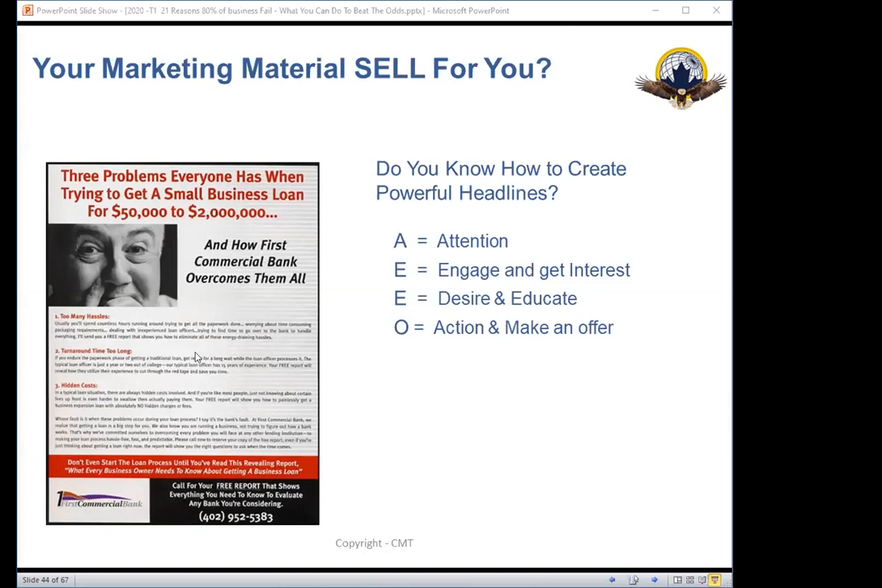Now, there's a whole bunch of processes. There's a sales process, a follow-up process, and a whole bunch of processes that I haven't shared with you in regards to that. This is the first step in the lead generation. So it's getting attention, engaging, educating, and making an offer or desire. So get attention, engage, educate, and offer. And again, make an offer. It's the same thing all over again.